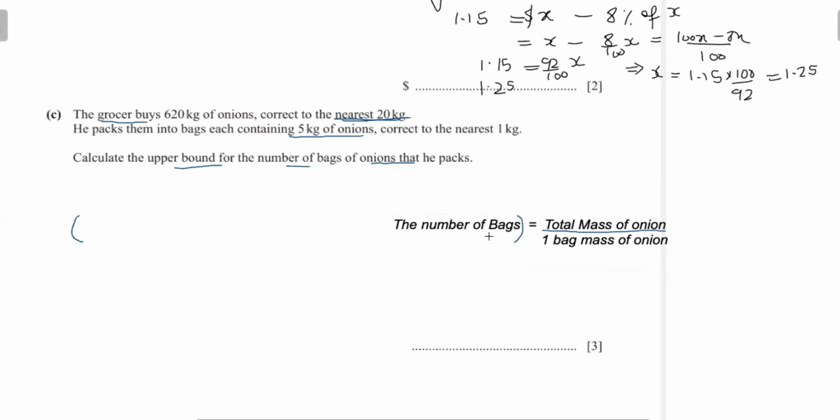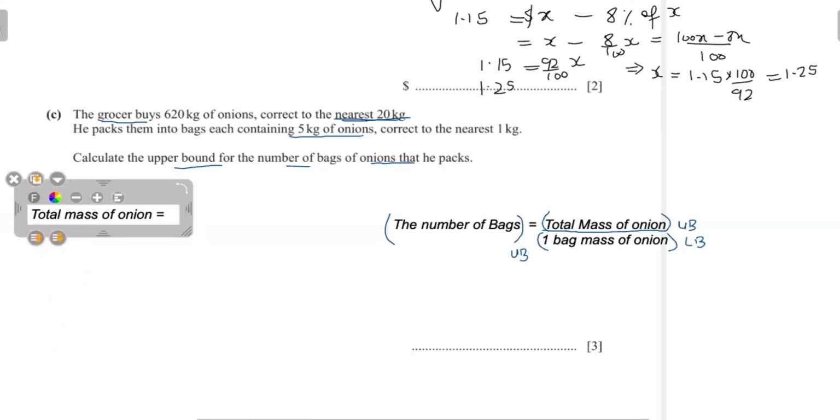We have to calculate the total number of bags of onion of upper bound value. This upper bound value will be equal to the total mass of onion of upper bound value divided by the 1 bag mass of onion of lower bound value. See here, the total mass of onion is 620 kg. We write here 620 kg.